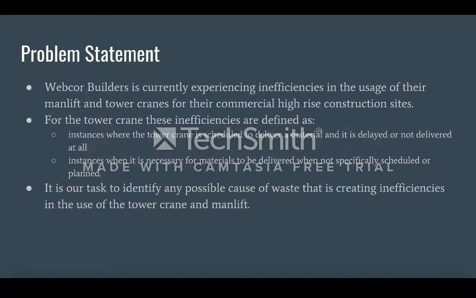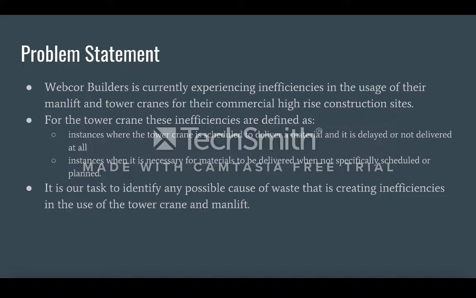WebCore Builders is currently experiencing inefficiencies in the usage of their man lift and tower cranes for their commercial high-rise construction sites. For the tower crane, these inefficiencies are defined as instances where the tower crane is scheduled to deliver a material and is delayed or not delivered at all, as well as instances when it is necessary for materials to be delivered when not specifically scheduled or planned.